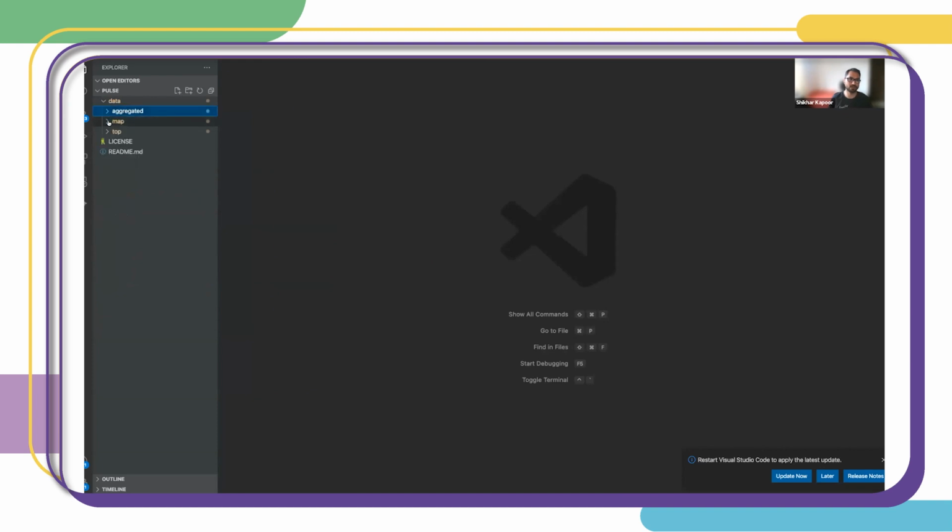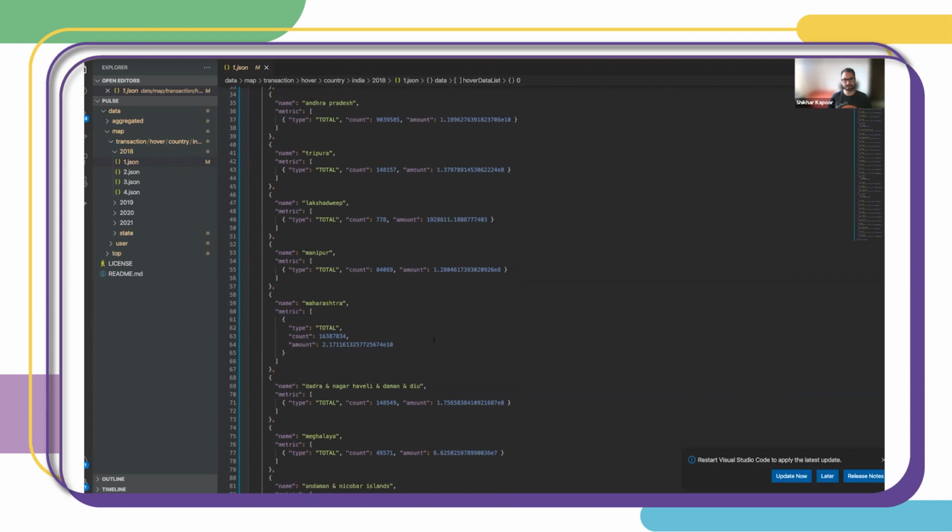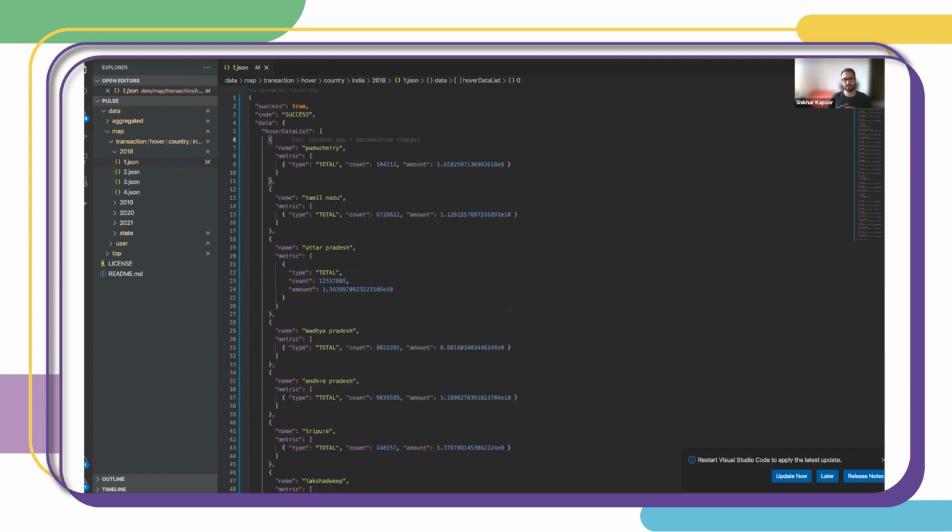Similarly, if I jump into the geography cut, you can go inside the map folder, and then again you see transactions and users. Just as I mentioned, you see transactions starting from 2018, and I'll again walk you through the first quarter data. You see the TPV and count for all the states, the total number of transactions, and the count and the total.